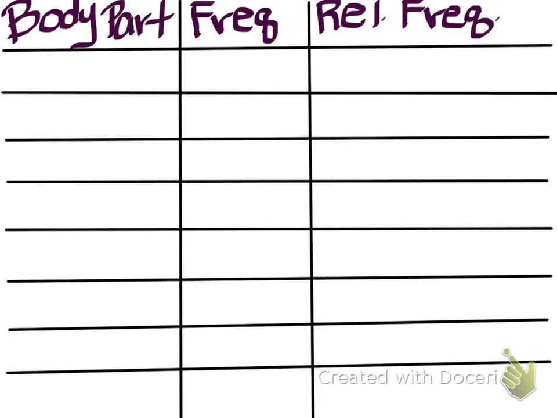What we're going to do is organize our data using a relative frequency distribution. A relative frequency distribution starts with this. You're going to have a column for the different categorical responses you could get, a column for the frequency, or the number of times you saw that response, and then the relative frequency, which is a decimal or a percentage of the time that you saw that response.